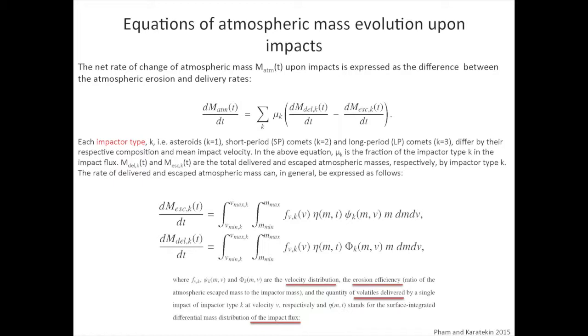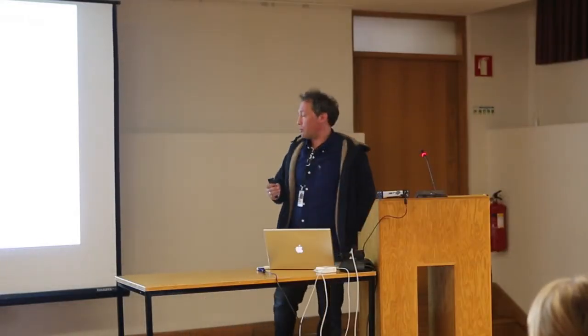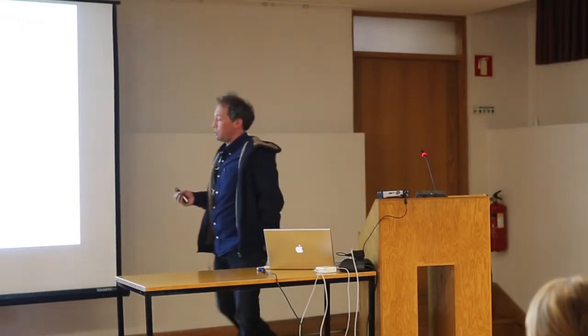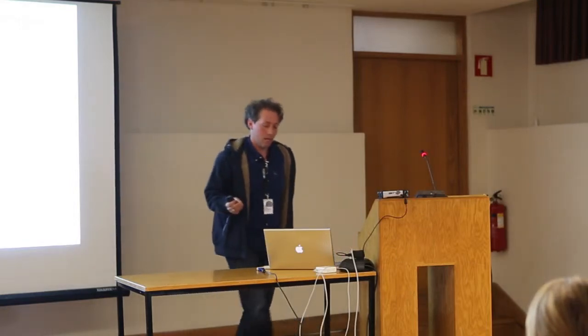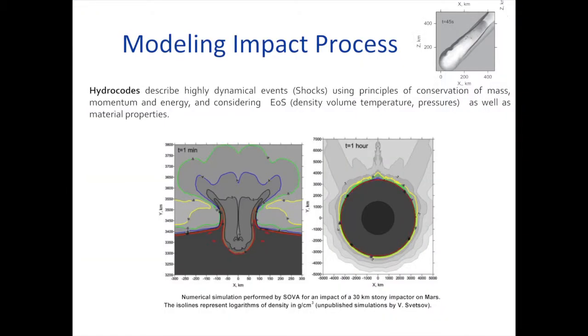For that, we have to take into consideration for each impactor the velocity and mass distribution, as well as the impact flux. The challenging part is to look at, for each single impact, the erosion efficiency and volatiles delivered. This can be done with the help of hydrocodes. These are developed for highly dynamical events. They take into consideration equations of state as well as material properties.